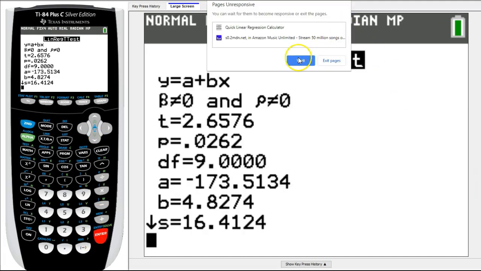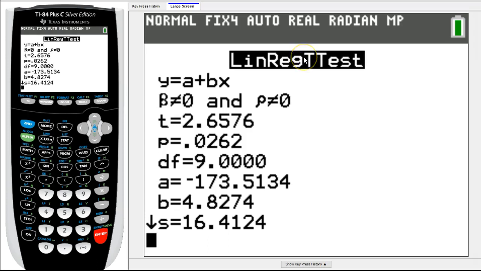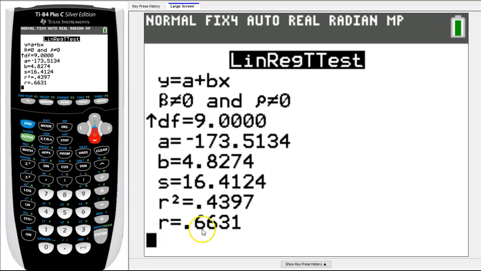All right, so our best fit line, in terms of our book, would be y equals negative 173.5134 plus 4.827 times x. Our R value is 0.6631, meaning it has a positive relationship. Our coefficient of determination is 0.4397, meaning 43% of the variation in the final exam grades can be explained by the variation of the third exam grades.